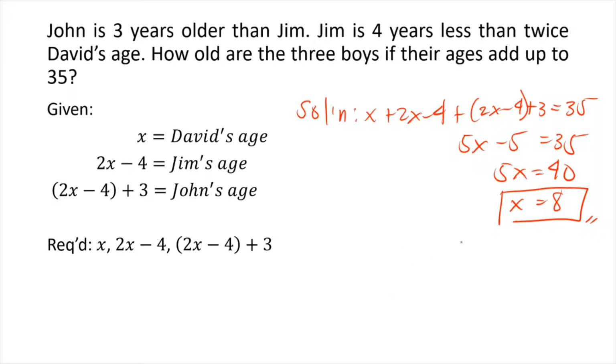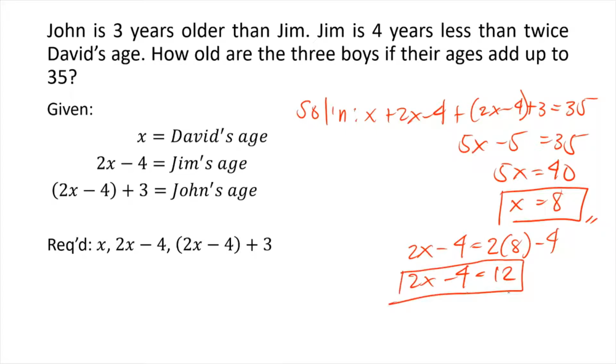To get Jim's age, this is the equivalent expression for Jim's age: 2 times x, where x is 8, then subtract 4. So Jim's age is equivalent to 2 times 8, that's 16, minus 4. So that would be 12. Then John's age, again we can simplify this one as 2x minus 1. So 2x minus 1 equal to 2 times 8 minus 1. Therefore John's age is 16 minus 1, that would be 15.